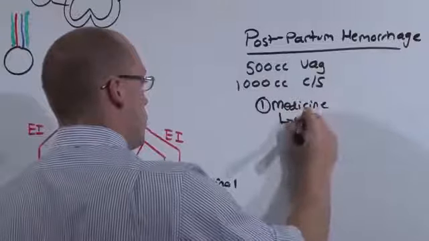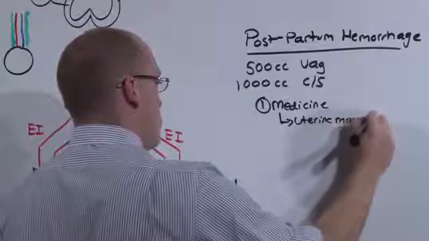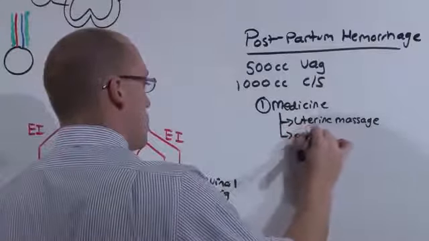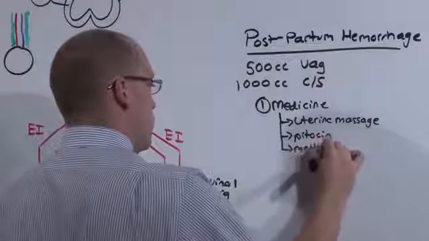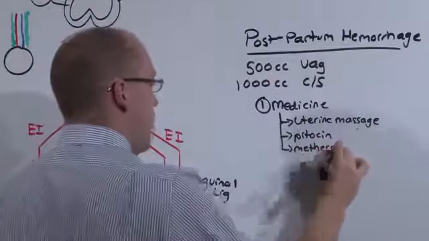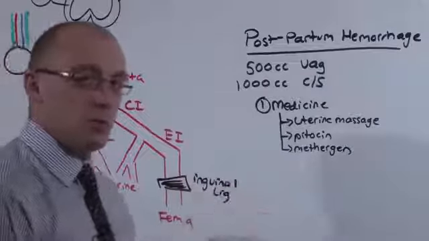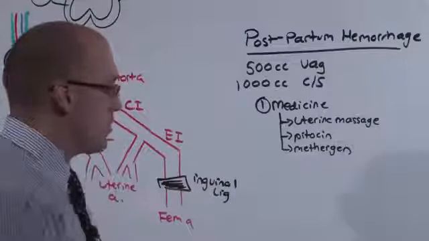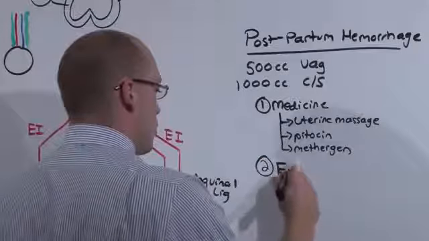Before you get in there and do surgery, you're going to try medications. You're going to do a uterine massage. You're trying to get the uterus to contract down. You can use Pitocin or Methergin to stimulate the uterus. But if despite medical efforts, the patient is still bleeding, now you have to go in and actually ligate arteries. After medicine fails, you have to go in and do an exploratory laparotomy.